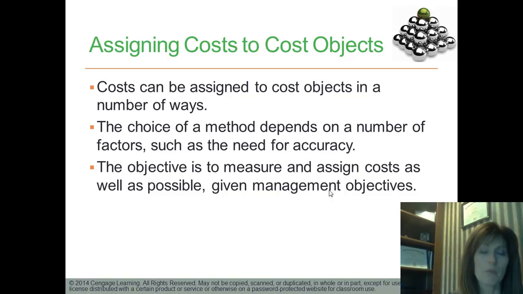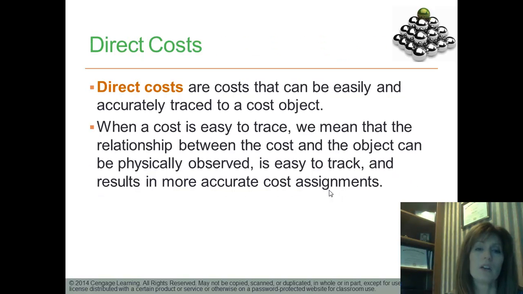So here's some ways that we're going to assign our costs. Direct costs are those that are easily and accurately traced to a cost object. So when we have a direct cost, it's something that we can see, we can observe how the relationship works between the cost and the object. If I'm trying to track costs for each of my Target stores, I can see that the cost of snow plowing the parking lot is easy to trace to that particular store where the parking lot is being snow plowed. That's an easy cost.